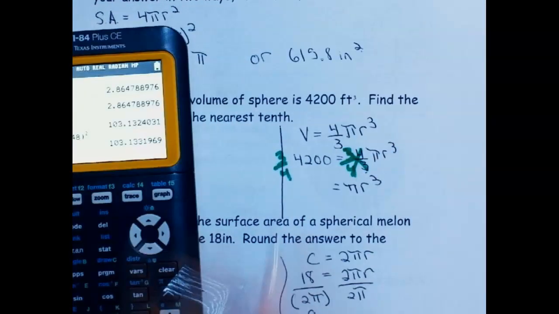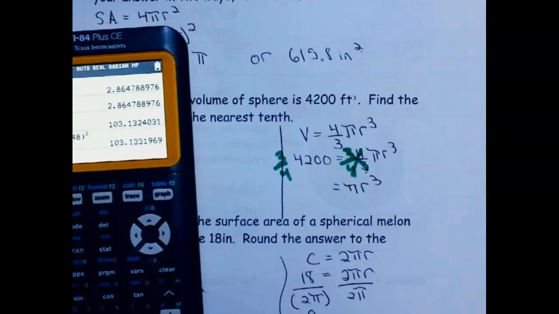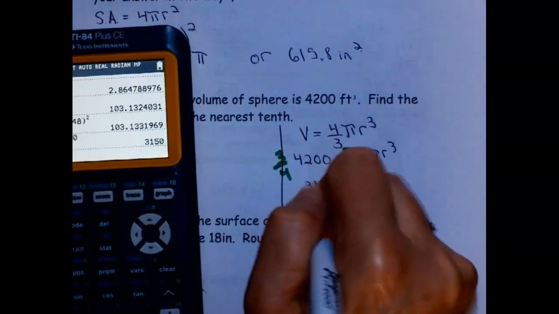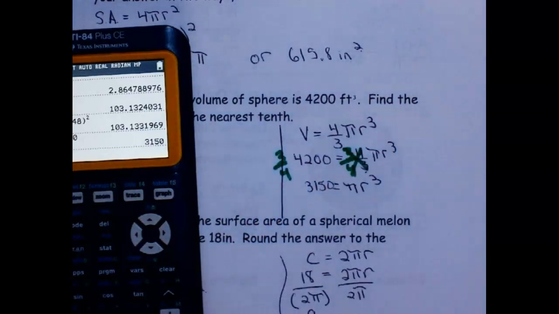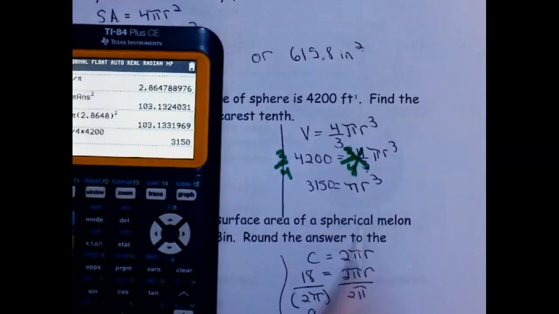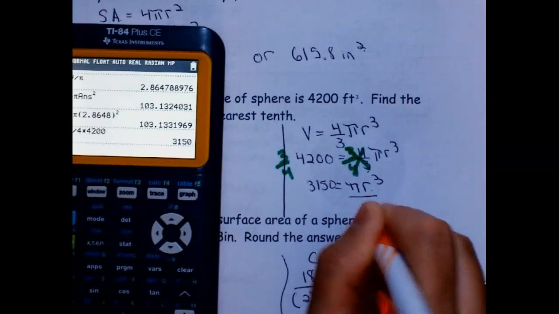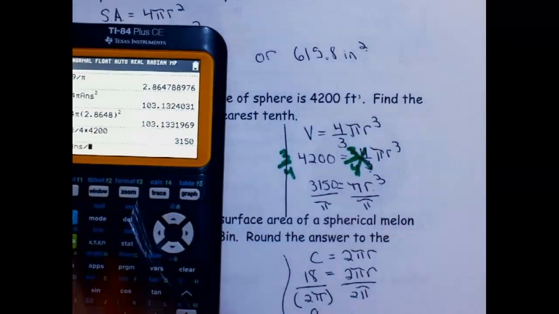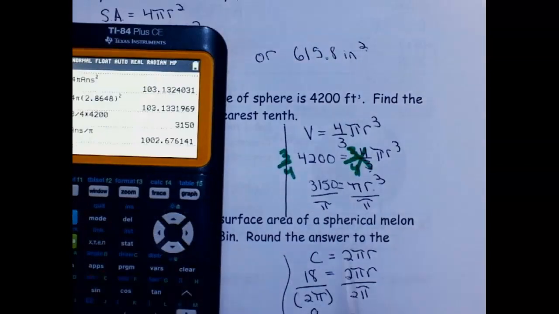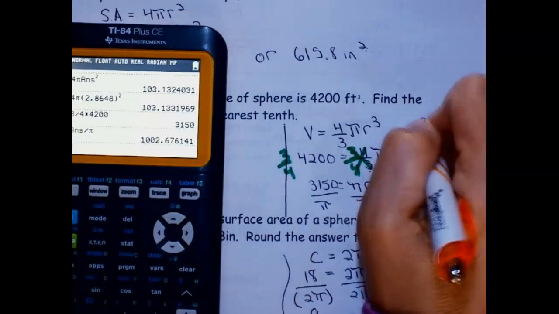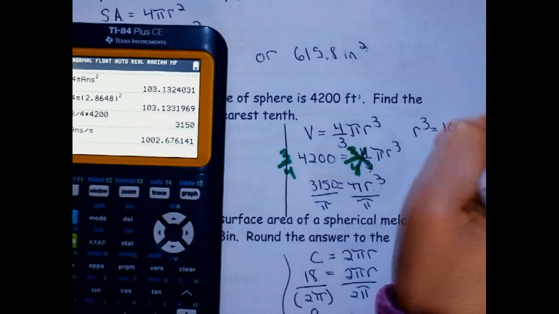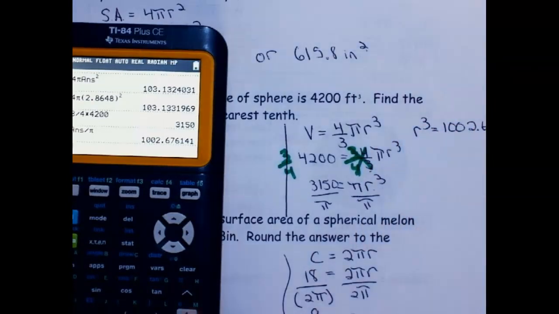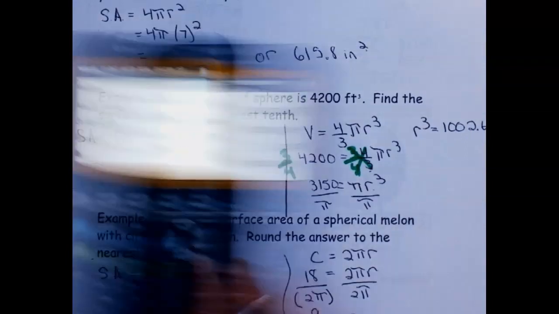Now I'm going to go deal with this 3/4 times 4,200, and we get 3,150. Okay, still not done. I need to get r cubed by itself, so I'm going to go and divide by pi. So let's go ahead and just divide it by pi. And we get r cubed is 1,002.676. Okay, here's the last part I'm not sure you remember from Algebra 1.